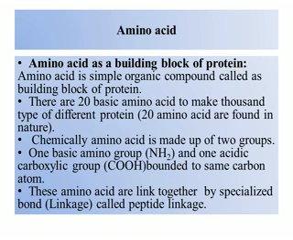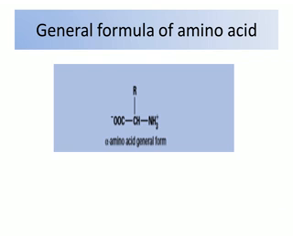Chemically, amino acids are made up of two functional groups: one basic group, known as the amino group, represented as NH2, and one acidic carboxyl group, COOH. They are bound to the same carbon atom. These amino acids are linked together by a specialized bond known as peptide linkage.